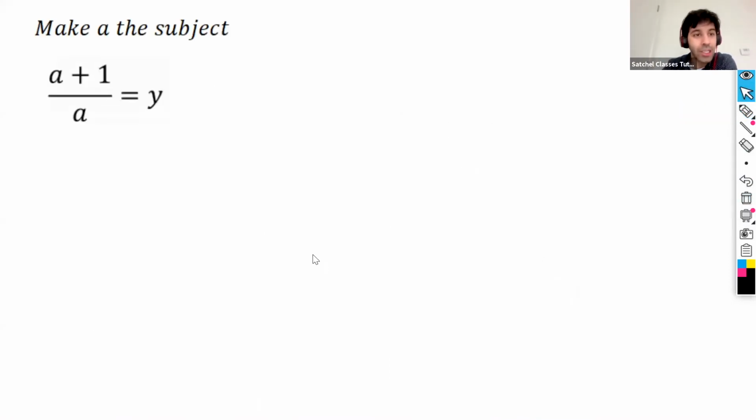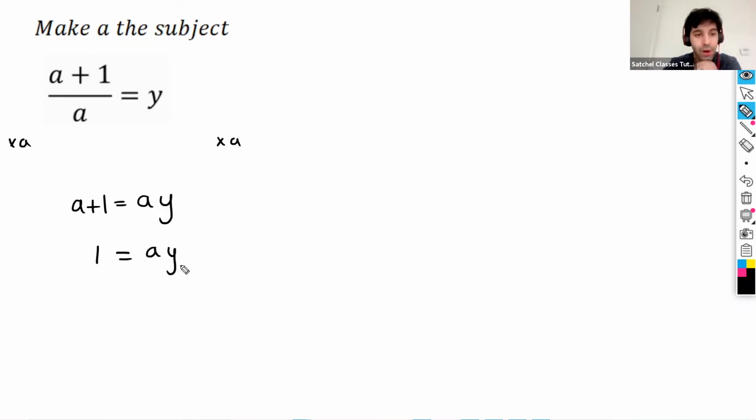So it says make A the subject. Now again, A is the denominator, so we want to get rid of A on this side of the equation. We want to get rid of the fraction, so multiply both sides by A. What we'll end up with is A plus 1 is equal to AY. Now we want to have all the A's on one side, so 1 is equal to AY minus A. I want to get rid of this A here.